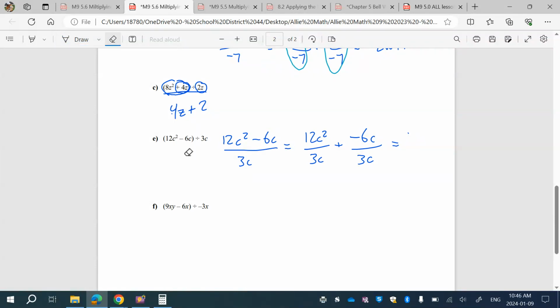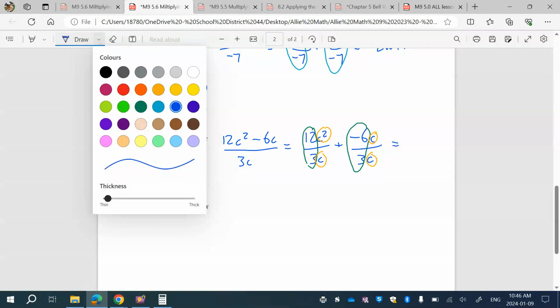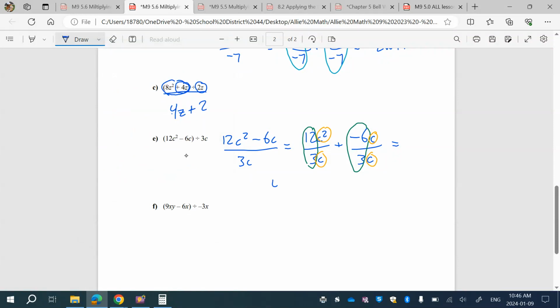And now here's the part where we need to think way back to our first unit, and we're going to deal with each of these. We're going to reduce this, and we need to deal with the c and the c squared, but we also can't forget about these numbers, okay? So let's do it. 12 divided by 3 is 4. We have a c squared divided by a c, which means we essentially have c to the power of 2 minus 1, which is going to give us just c, so c to the power of 1.